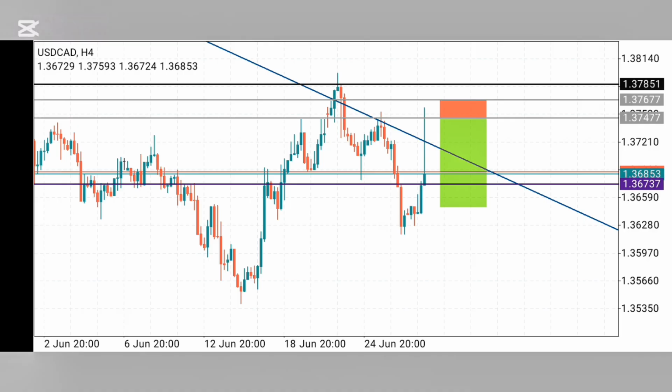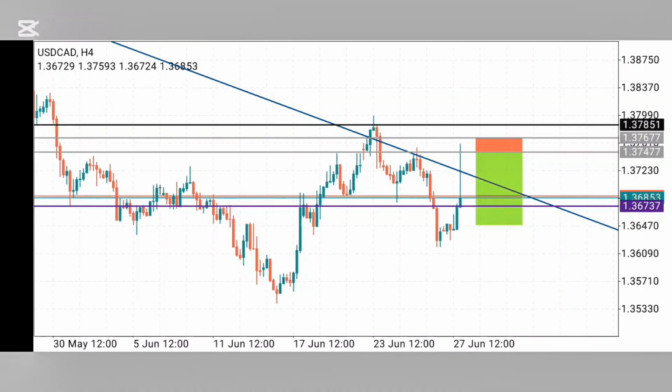That's this trade for USD CAD. Although I left this market at 1:2, if I had held longer, this trade was up to 1:5. So that's how this USD CAD trade played out.